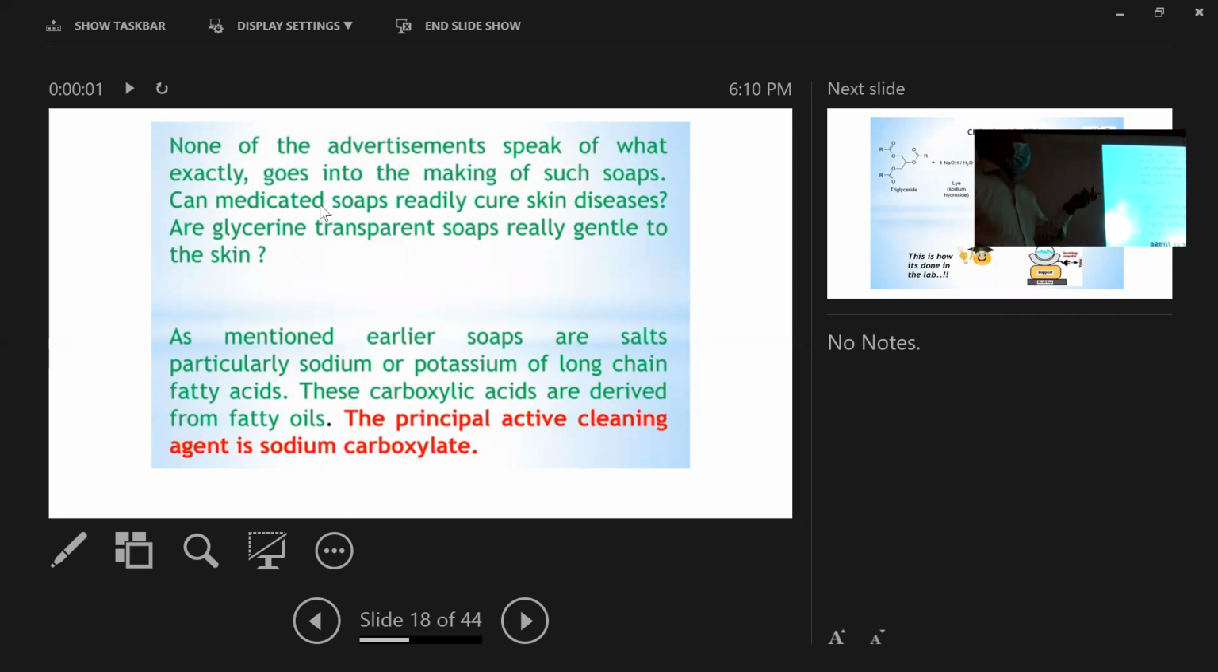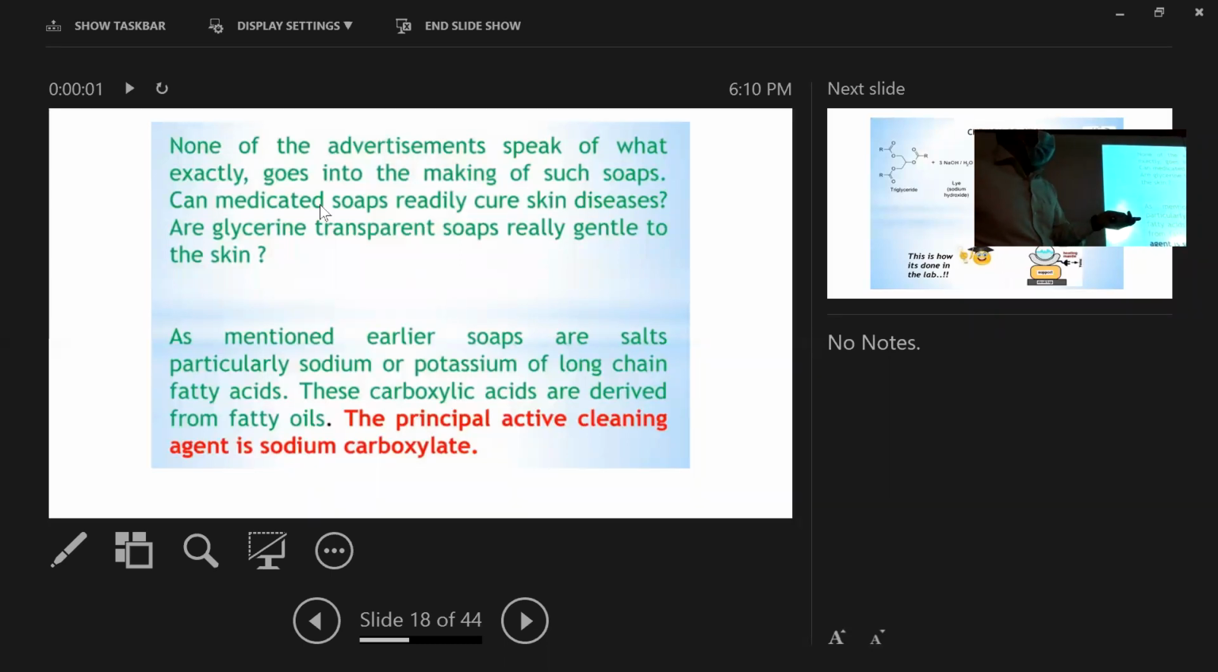So some of the ingredients, mainly it can be used to clean your body and your face, whatever, but it is not very effective to cure the skin. You believe it can, but in reality, maybe not so.